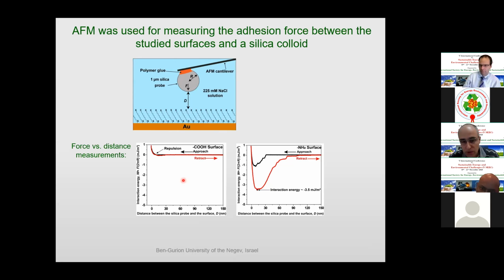Here, in the bottom two graphs, you can see two examples of force versus distance measurements. On the left is the carboxylic acid group. We can see that hardly any force was measured. And with the ammonium group, which is positively charged, we can see a very large peak, which implies a high interaction energy.